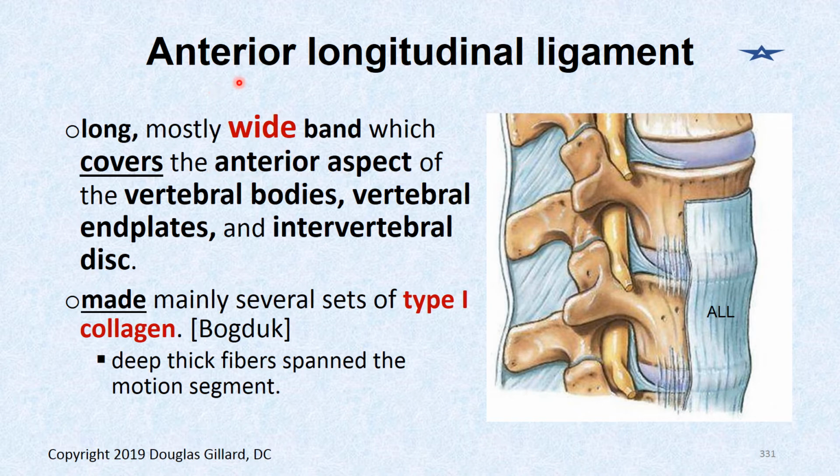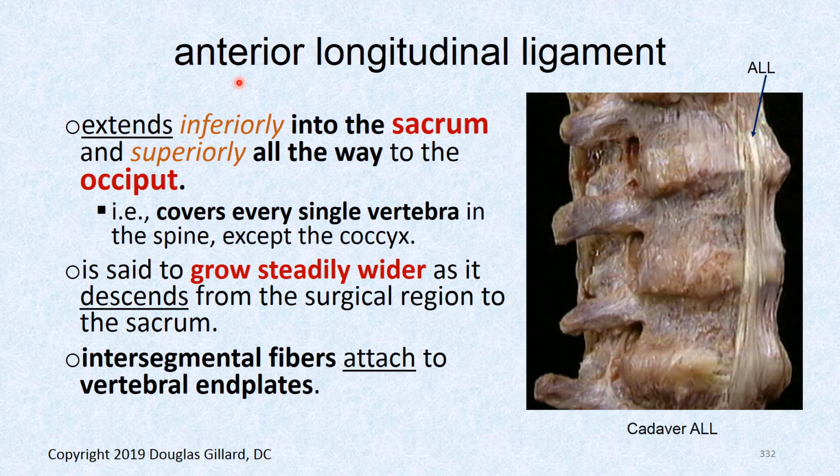So it's a wide band of ligament. It covers the anterior aspect of the vertebral bodies and the end plates, and in some places it digs into the disc and attaches, but not most places. It's made up of type 1 collagen, just like the lamellae of the disc, so it's super strong. It extends inferiorly to the sacrum and superiorly all the way to the occiput, right? So it runs all the way up. The posterior longitudinal ligament doesn't extend past C2, but the anterior longitudinal ligament goes all the way up, so that's a difference between them.